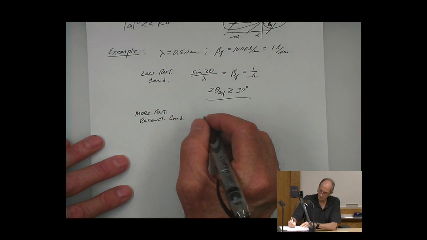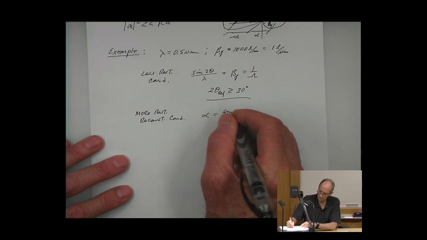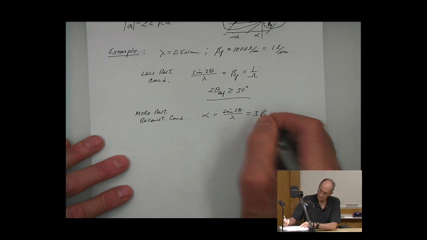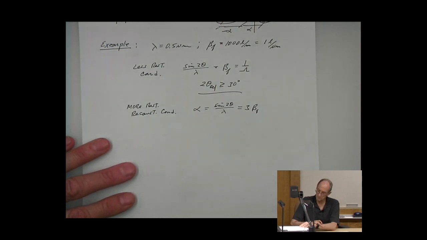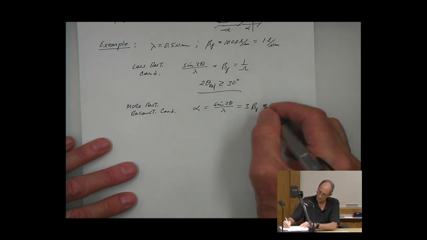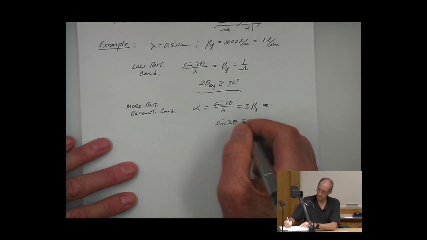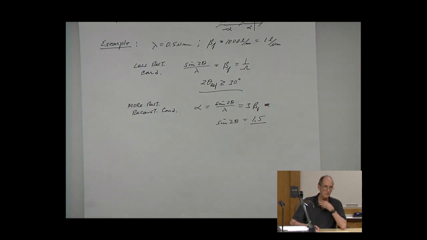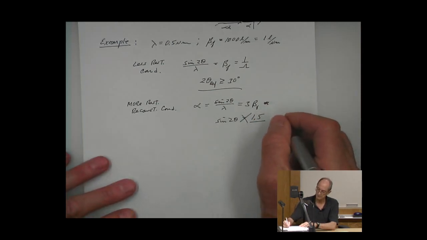All right, so in that case, we'll have alpha now is equal again to sine of 2 theta over lambda, and this is equal to 3 times b sub f. But now, if you look at that, we have 3bf. Well, let's see. If we take sine of 2 theta, that's going to be equal to 1.5. Okay, so there's no real angles that are going to do that for you, right? The maximum value you can have is 1.